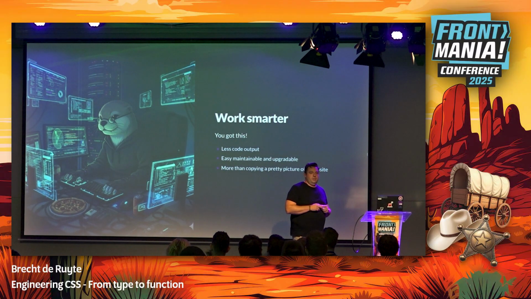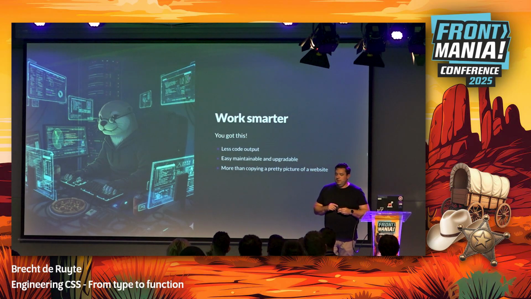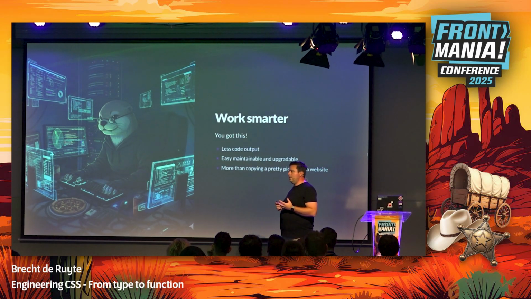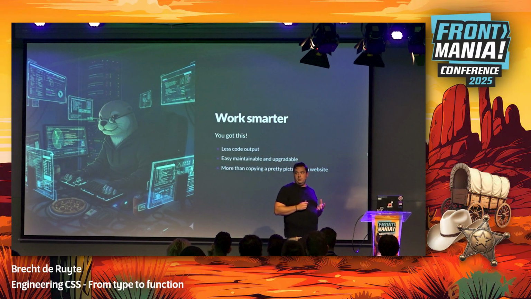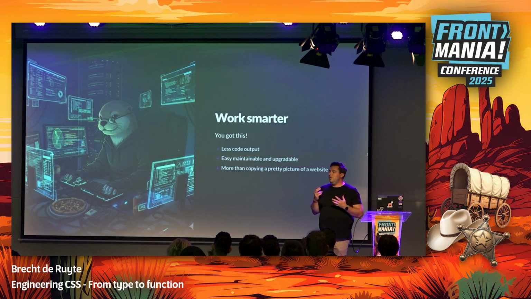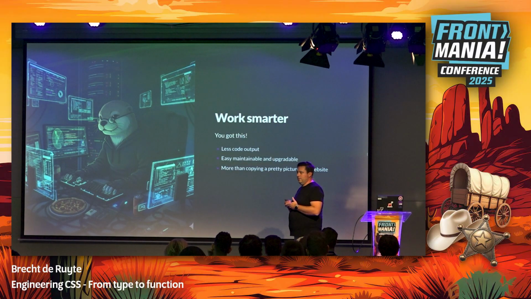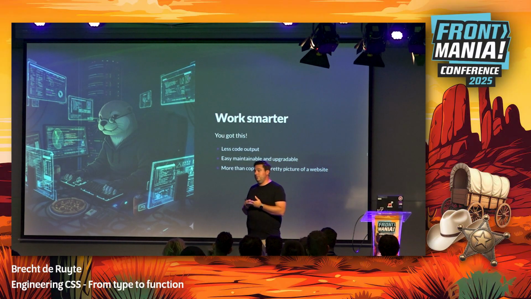Work smarter. That's kind of the takeaway here. This is less code output. How many classes do you need to create a simple grid? Well, apparently 1 or 2. It's easy to maintain. It's easy to upgrade. It helps your sustainability if you think about it, because less code output, good for the environment.